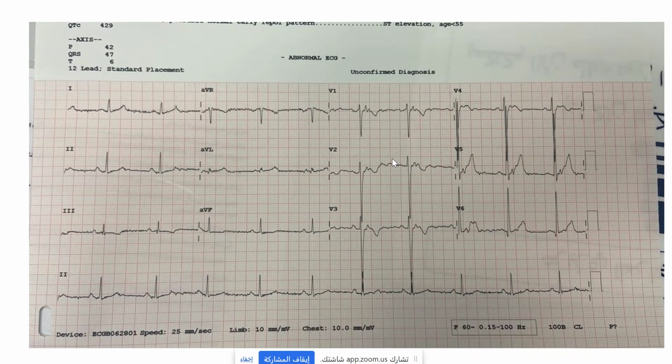Yes, I agree with you. Everyone can say this is some kind of wandering, but it is not. It is just a kind of artifact.